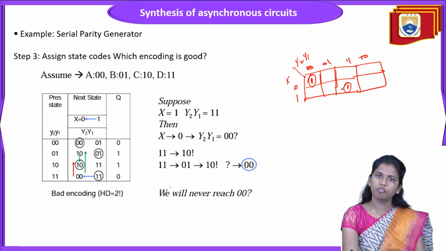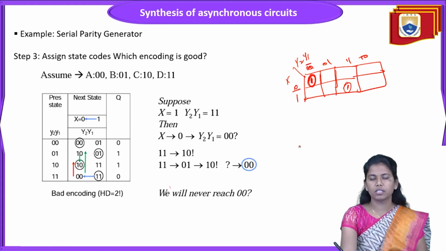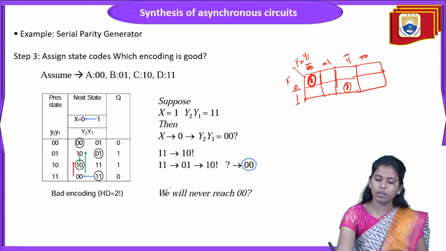The combination of bits can appear at 0, 0. When x is equal to 0, y2, y1 is 0, 0. So this is a possible matching state. And then when x is equal to 1, y2, y1 is 1, 1. So this is one of the possible states.